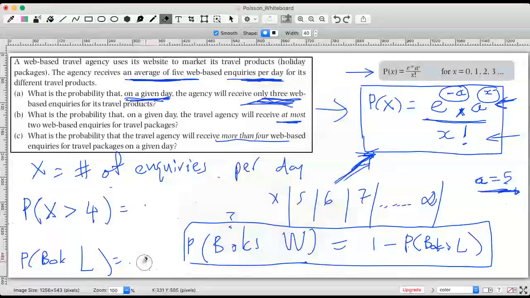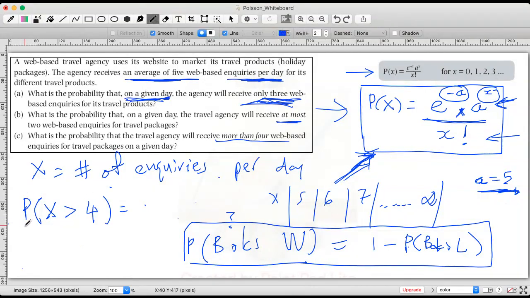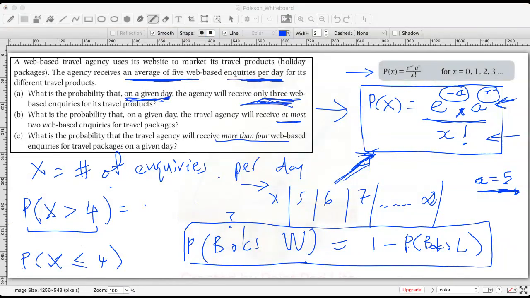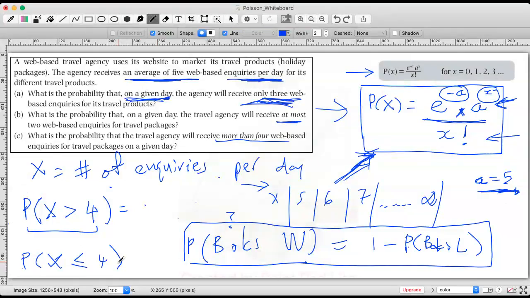I used the complement rule to work out the probability of the box winning by using the probability of them losing, the complement of them winning. In the exact same way, instead of working this out directly, I'm going to use the complement rule. Remember, this is the box winning, so the opposite of that is x less than or equal to 4. Remember, if you're not including it greater than 4, you have to include it when you're doing the opposite. Everyone agree on that? That's the box losing.